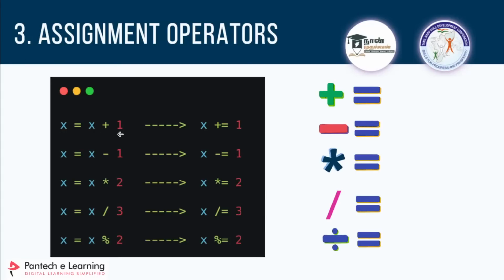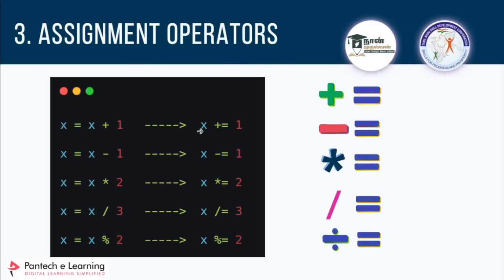For example, if x equal to 3, I am adding 1 and storing it in x again, so the value of x will be 4. Instead of writing like this, you can write x plus equal to 1, which means x equal to x plus 1. It is like a short term. All these things on the left side are equal to the right side. These are short notations, known as assignment operators.